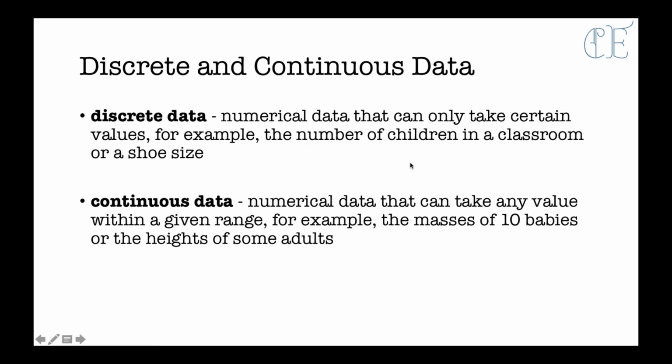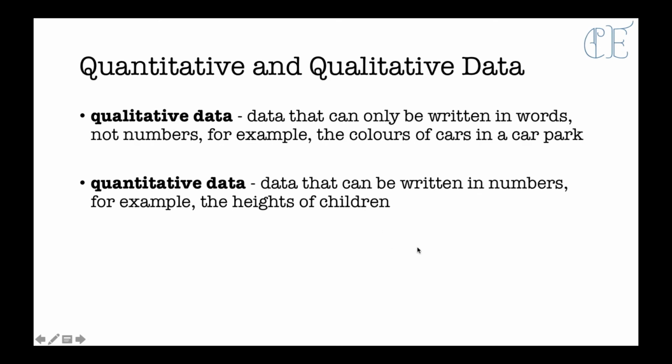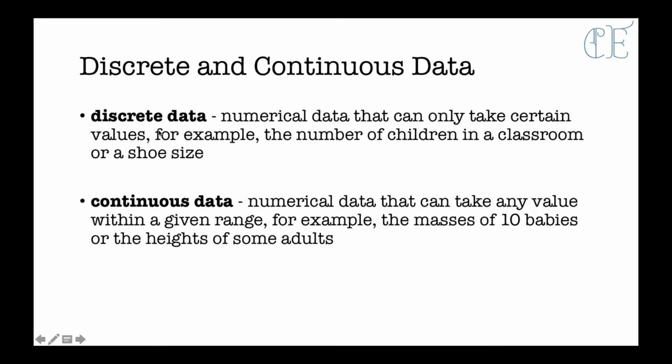Okay, so you must remember discrete data is basically whole numbers and continuous data is decimals. Now, the other two pieces of information that you need to remember are quantitative and qualitative data. Qualitative data is data that can only be written in words, so not numbers. Okay, so for example, qualitative data will not be any of these because these are all numbers, these are numerical.